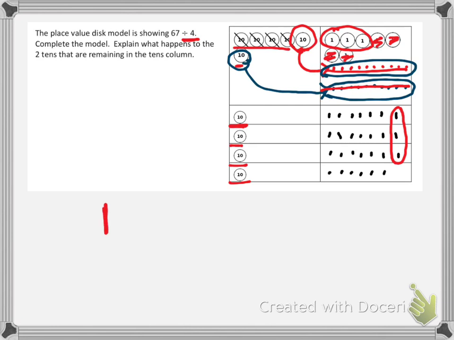And how many 1s do we have in each group? We have 6 in each group, so we have 16. And how many are left over that weren't able to complete all the 4 groups? We have a 16 remainder 3. So 67 divided by 4 equals 16 remainder 3. And this model explains what happens to those 2 10s. Basically, we have to cash in each of these 2 10s into 1s. And we can explain what happens just by using this model.